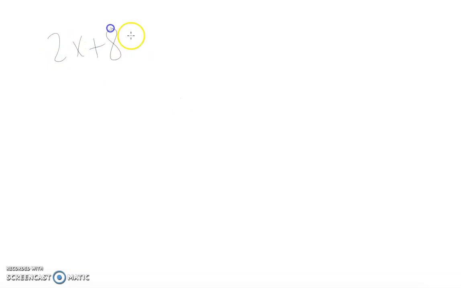2x plus 8 equals 6x minus 16. Okay, so now we are going to bring the x's to one side in order for it to subtract from each other, and then we can just solve for x. It's very similar to what I did in one of the past couple of videos.